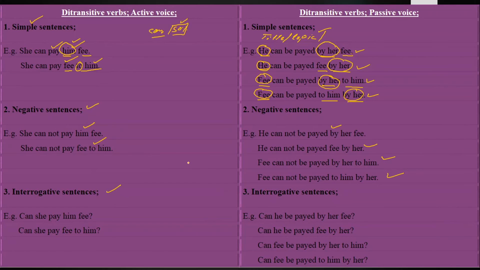Next we have got the interrogative sentences. Those sentences in which we ask questions or put queries are called the interrogative sentences. Can she pay him fee? Can she pay fee to him? And then in passive voice: can he be paid fee by her? Can fee be paid by her to him? Can fee be paid to him by her?